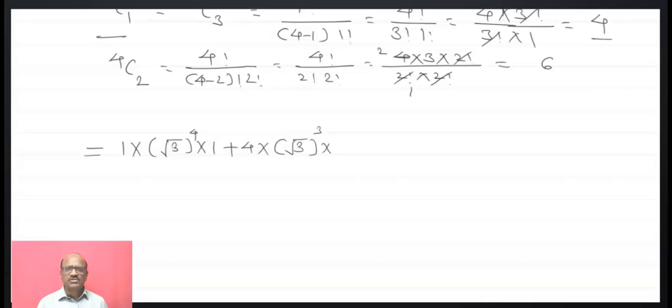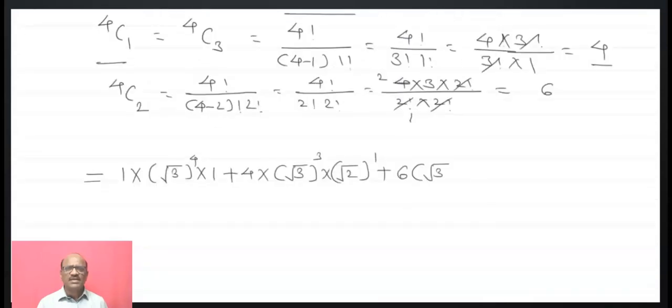Therefore, now we will substitute the values in above expression.